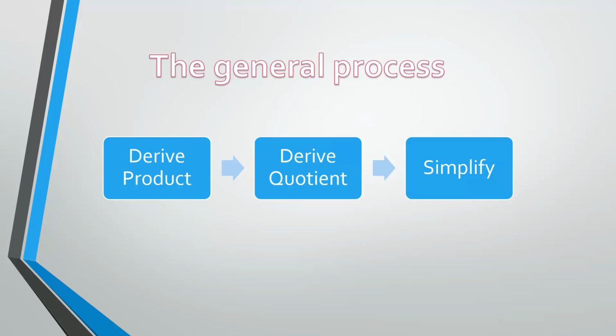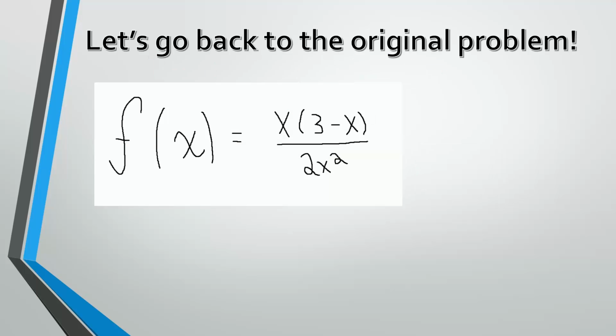So, what's the general process here? Three steps. I'm going to derive the product, I'm going to derive the quotient, and then we're going to simplify. That's how we're going to do this. Why? Because there's an inner function and there's an outer function. As you can see in the original problem, we have an inner function in the form of a product. But this whole thing is actually a division, so that would be the outer function, right?